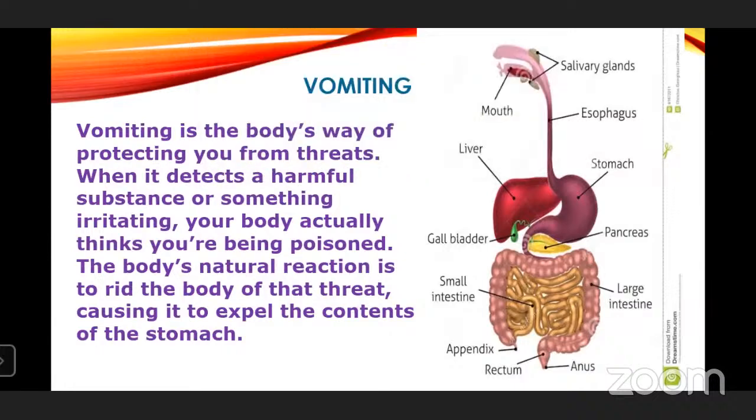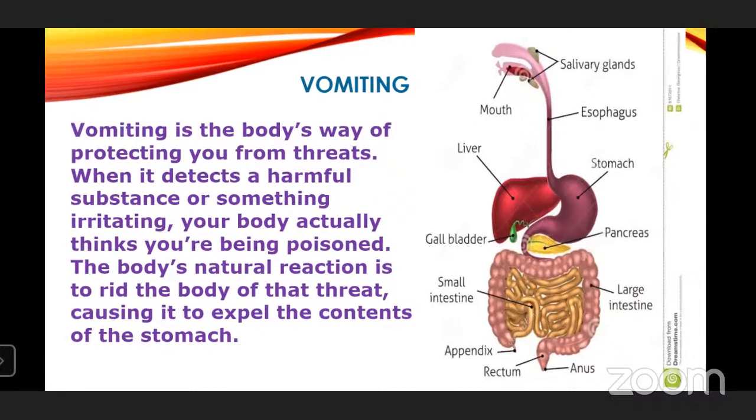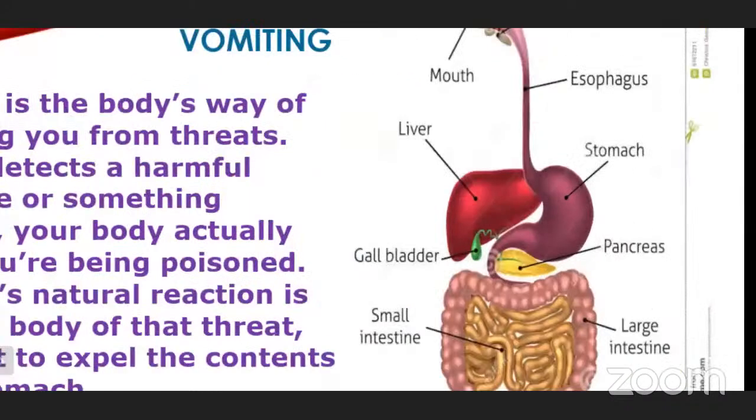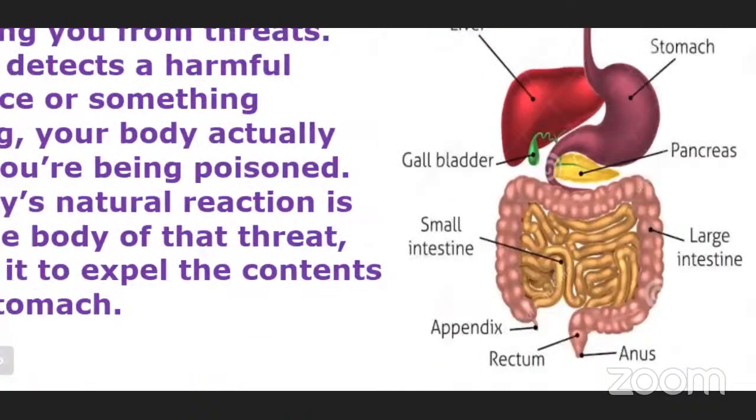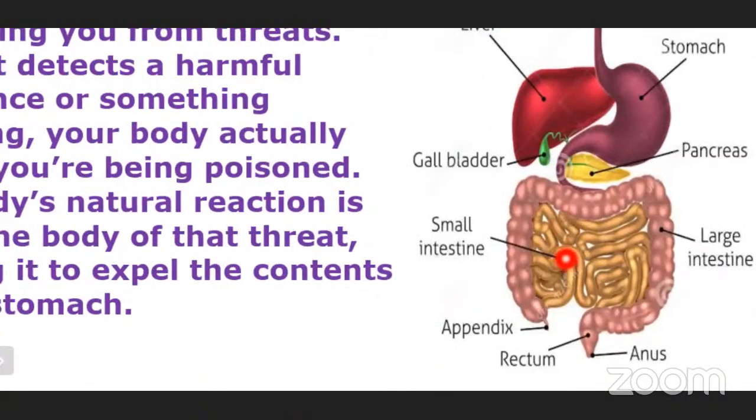So esophagus, stomach, pancreas, liver, gallbladder, pancreas. Yes, this is the small intestine, large intestine, appendix, rectum, anus.